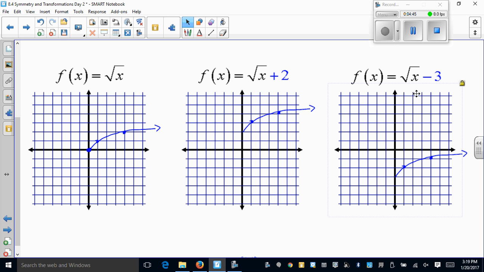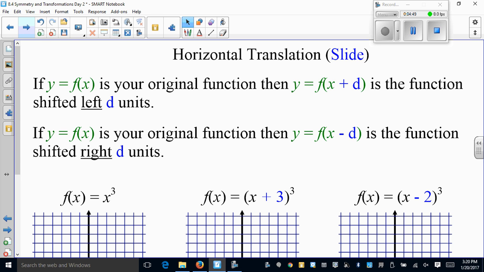Okay, next one would be a horizontal slide. A horizontal slide, notice this time it's going to be inside the parentheses. Original f of x, now we have f of x plus d. Same as with our trig function, inside that parentheses, it started moving it left and right. Always go with the opposite sign. A plus is going to move it to the left. A minus is going to move it to the right.